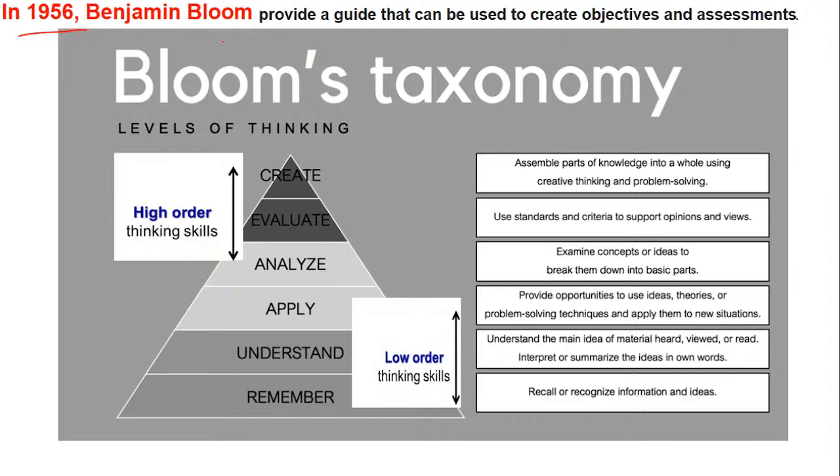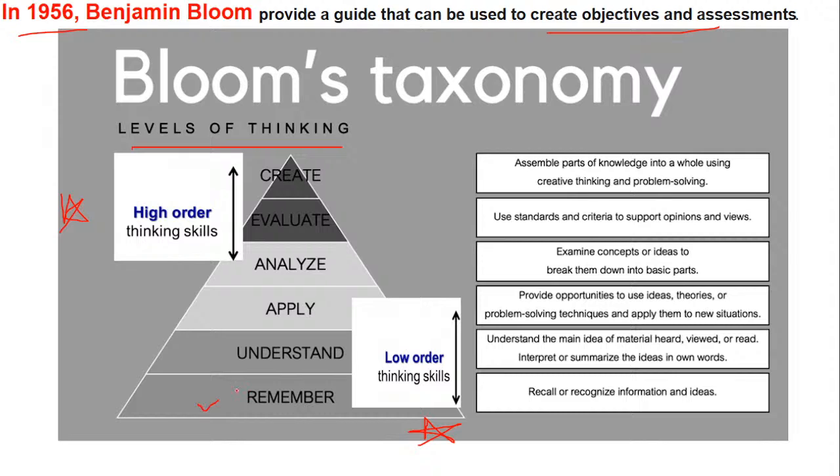First of all, in 1956, Benjamin Bloom provided a guide that can be used to create objectives and assessment. Bloom's taxonomy has various levels of thinking. You can get various levels, that is high order or low order thinking. So what is the pyramid or the levels of Bloom's taxonomy?